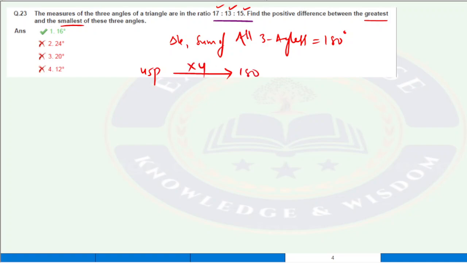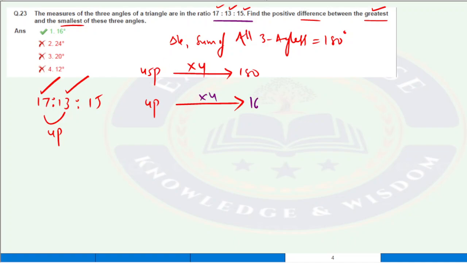What can be the factor? Into 4. What is being asked? The difference between the greatest and the smallest in the ratio 17 is to 13 is to 15. What is the greatest one? 17 is the greatest one. What is the smallest one? 13 is the smallest one. What is the difference between them? 4 parts is the difference between them. Therefore, if 45 parts is 180, 4 parts will be how much? 4 fours are 16 degrees, which will be the answer. Okay. Thank you so much.